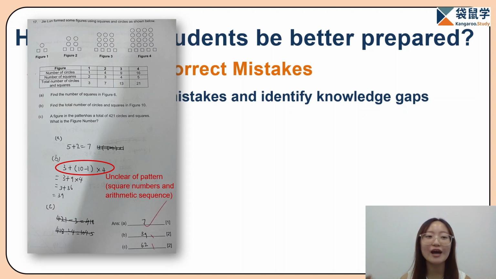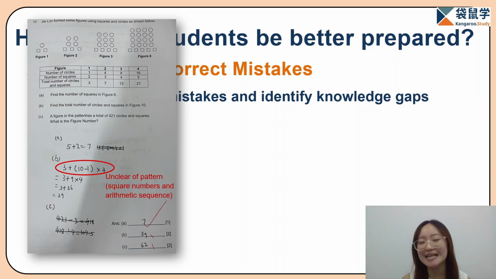Now if we take a look at the pattern for the number of squares, we can see that they are in steps of 1. So in order to find the total number, the student will have to recognize these patterns first. So these students should practice more on pattern finding questions in order to brush up on their knowledge.